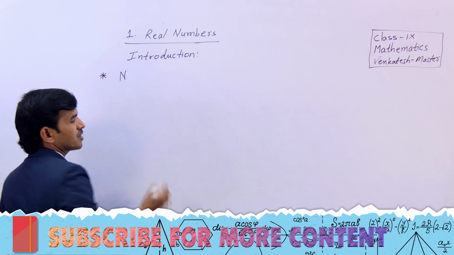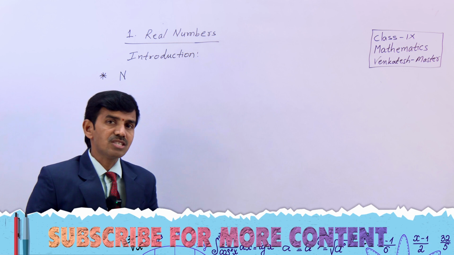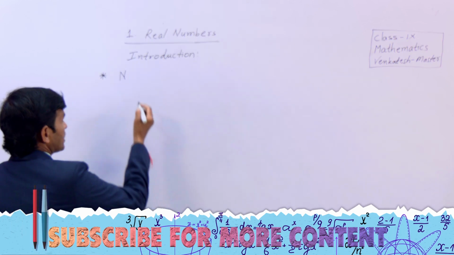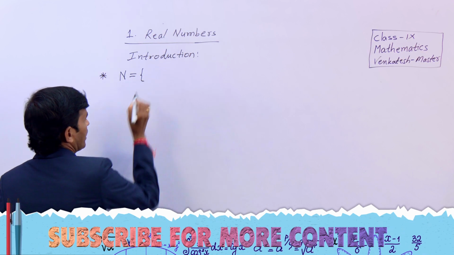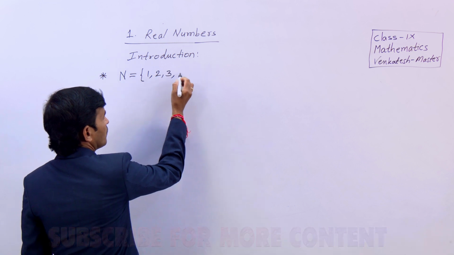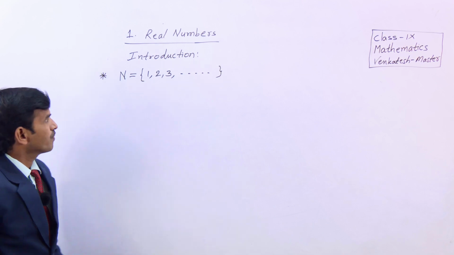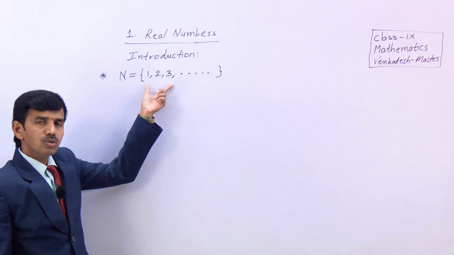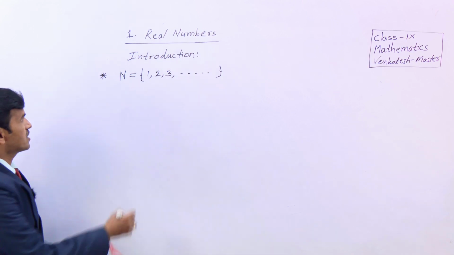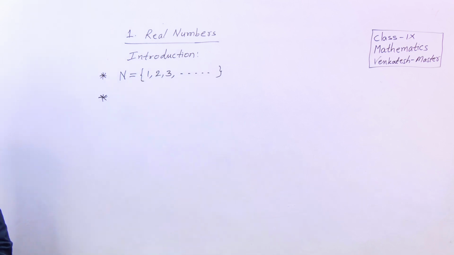In the number system, the first set is natural numbers. What do you mean by natural numbers? The counting numbers are called natural numbers. Natural numbers are denoted by N. So N is equal to 1, 2, 3, 4 and so on. These numbers are called natural numbers. Why do we call them natural numbers? We use these numbers in order to count. Such numbers are called natural numbers.